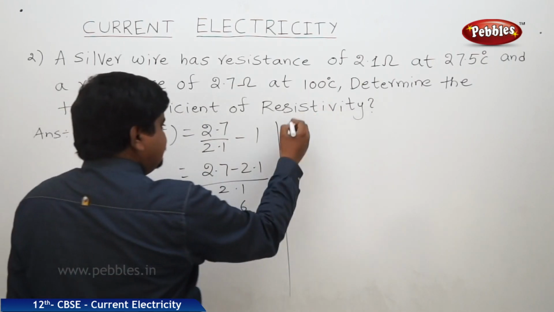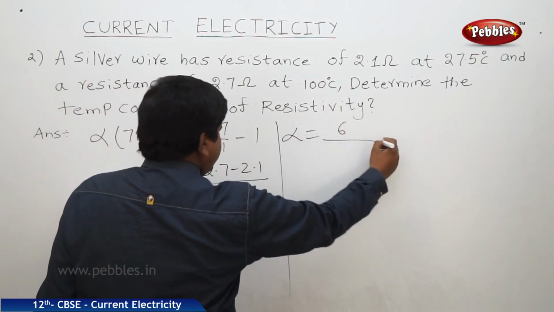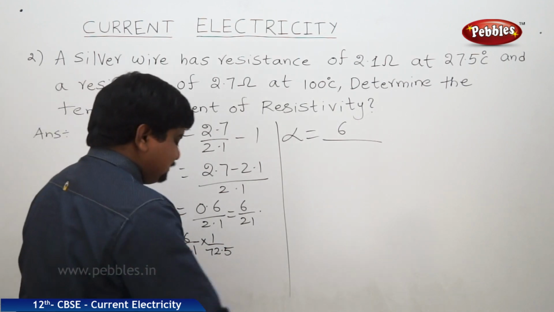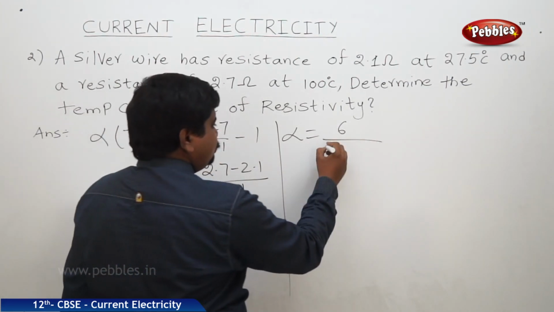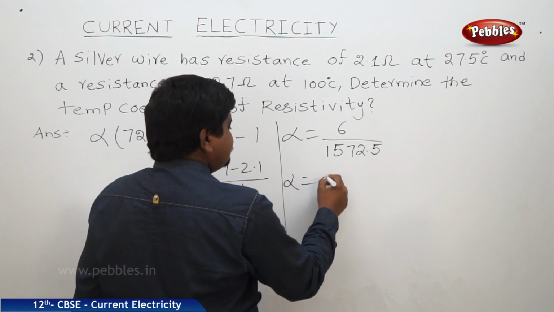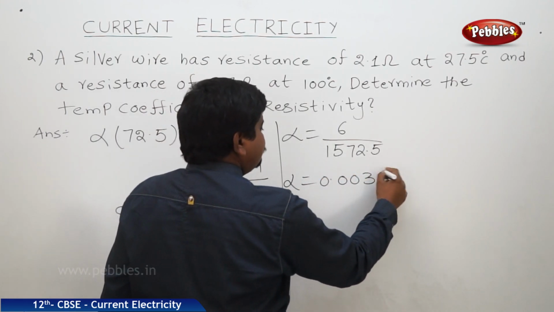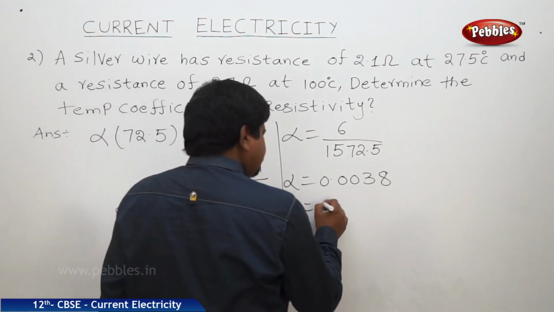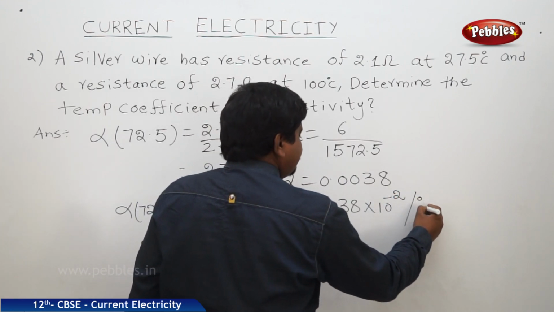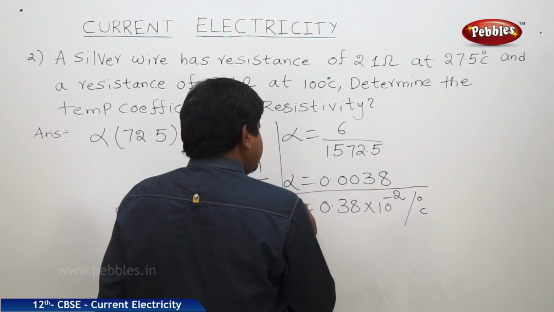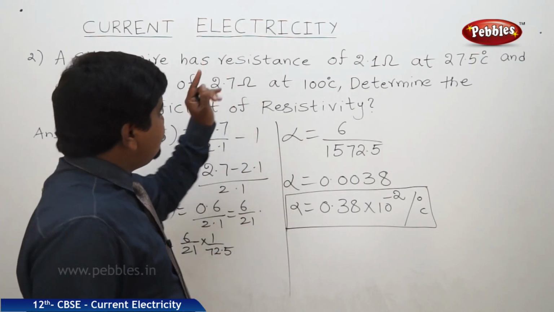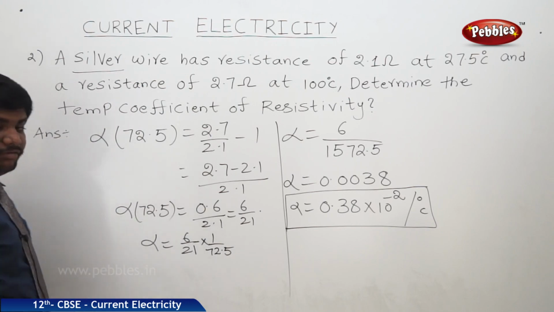So what we can write? Alpha is equal to 6 by (72.5 into 21). The value is like this. So 6 by (21 into 72.5) is 1572.5, so the alpha answer is 0.0038. So what we can write? 0.38 into 10 to the power of minus 2 per degree Celsius. This is alpha. This is the temperature coefficient of resistivity of the given material. What is that material? Silver.